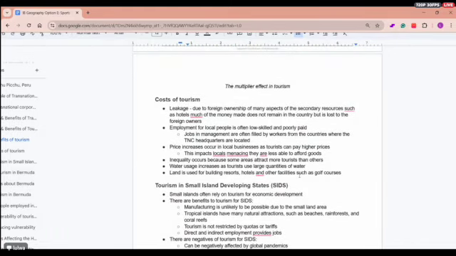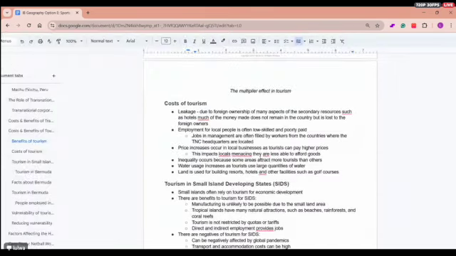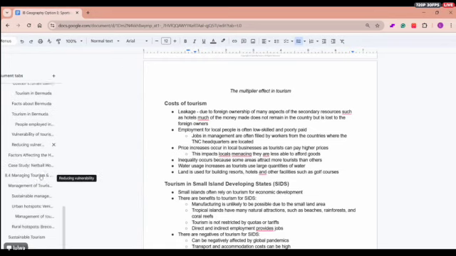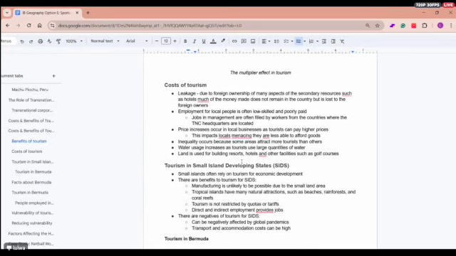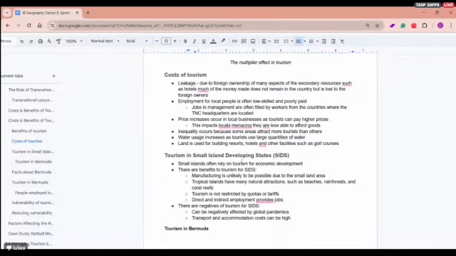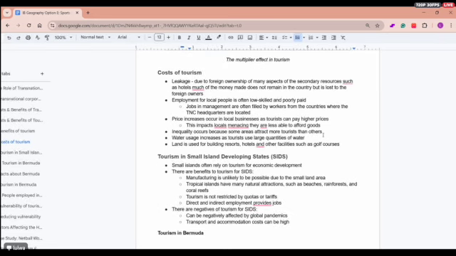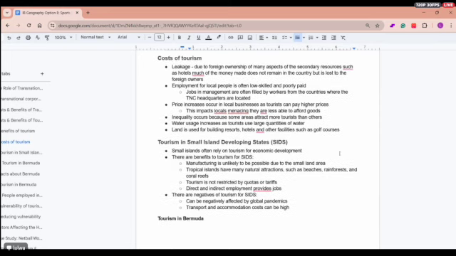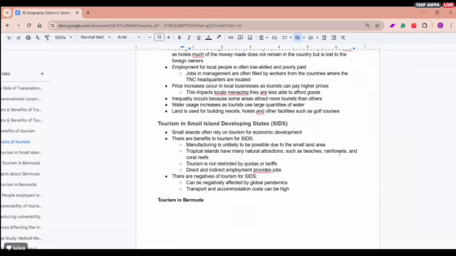You have leakage. So due to foreign ownership of many aspects of the secondary resources, these hotels will make much of the money, and that money does not remain in the country itself. And you have employment for local people is often low skilled and very poorly paid, and price increases occur in local businesses as tourists can pay higher prices. You have inequality, and you also have increased water usage. And land is also used for building more resorts and more hotels instead of other infrastructure.